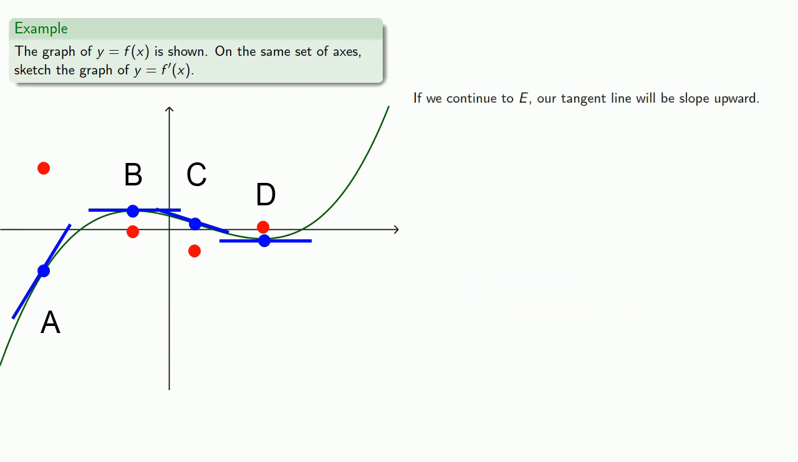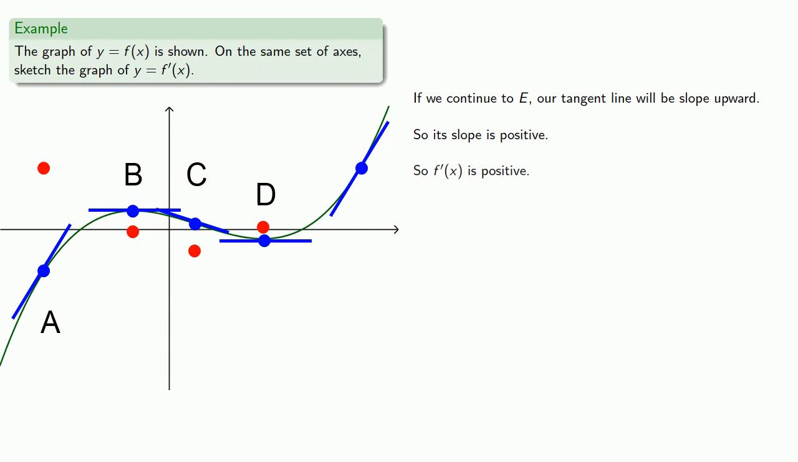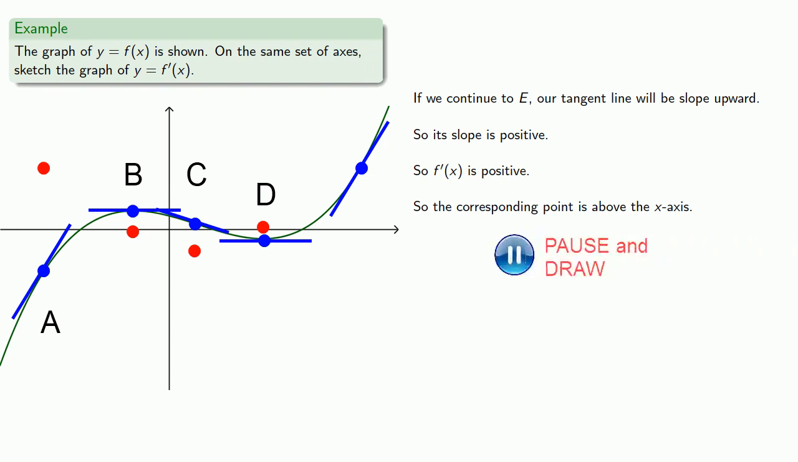And if we continue to E, our tangent line will slope upward. So its slope is positive, and so f prime of x is positive, and so the corresponding point is above the x-axis. Now we just have a couple of points on the graph of y equals f prime of x, and for now, let's just connect the dots. And that gives us the sketch of the graph of y equals f prime of x.